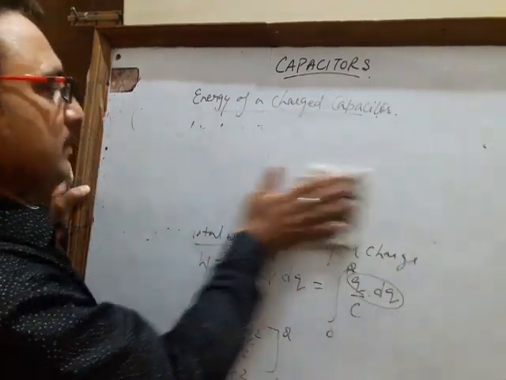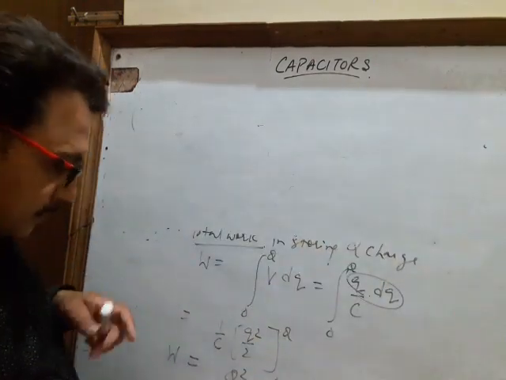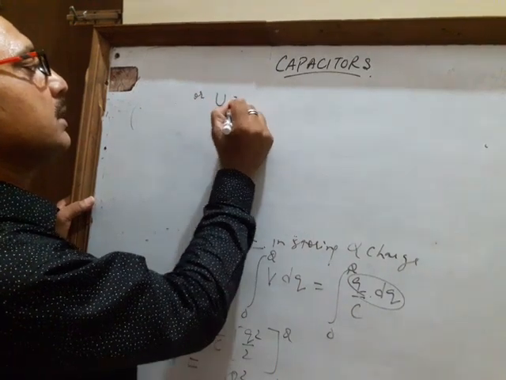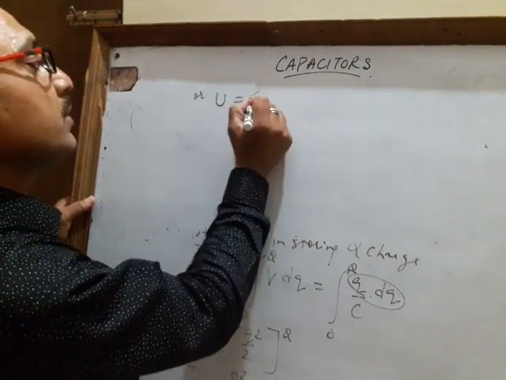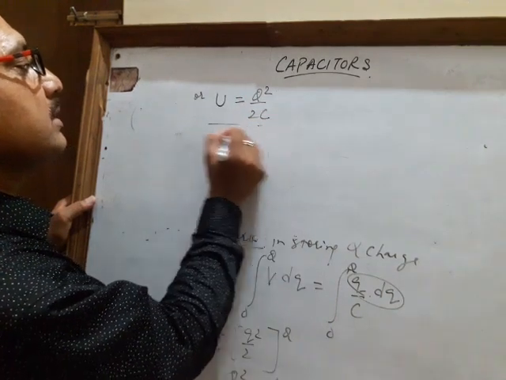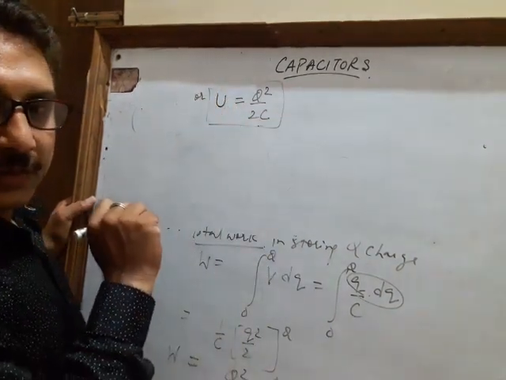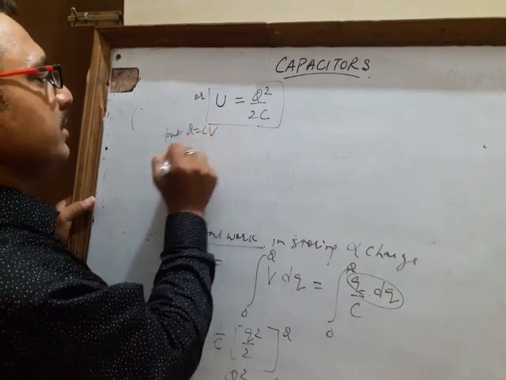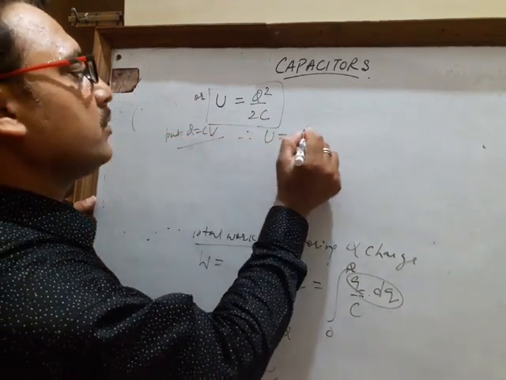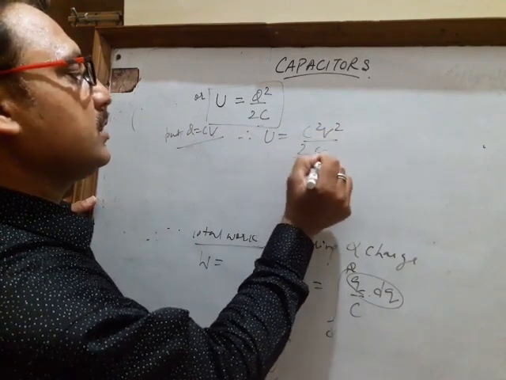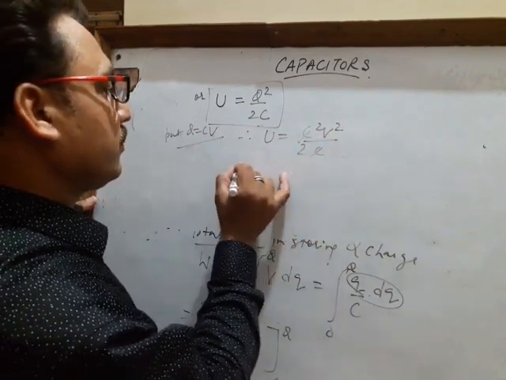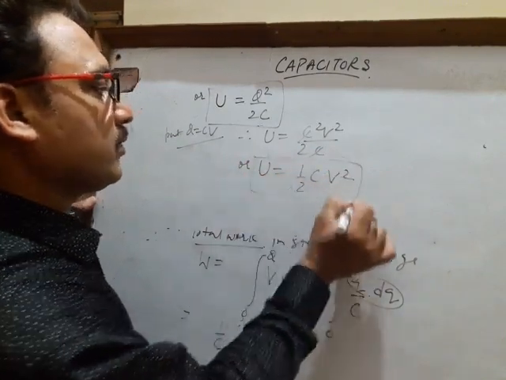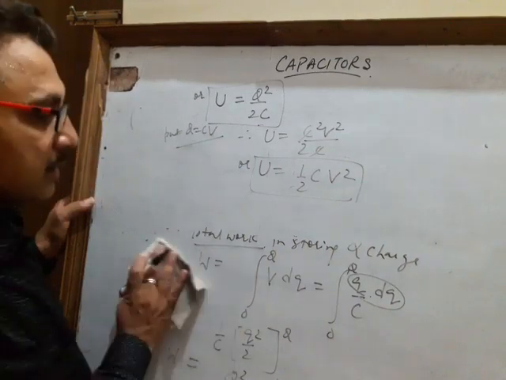You can say energy is represented by the symbol U, U equal to q square upon 2C. This is the first formula for energy of a charged capacitor. Put q equal to CV, therefore U equal to C square V square upon 2C, or U equal to half CV square, a very important form of the formula which you will be using in the numericals.